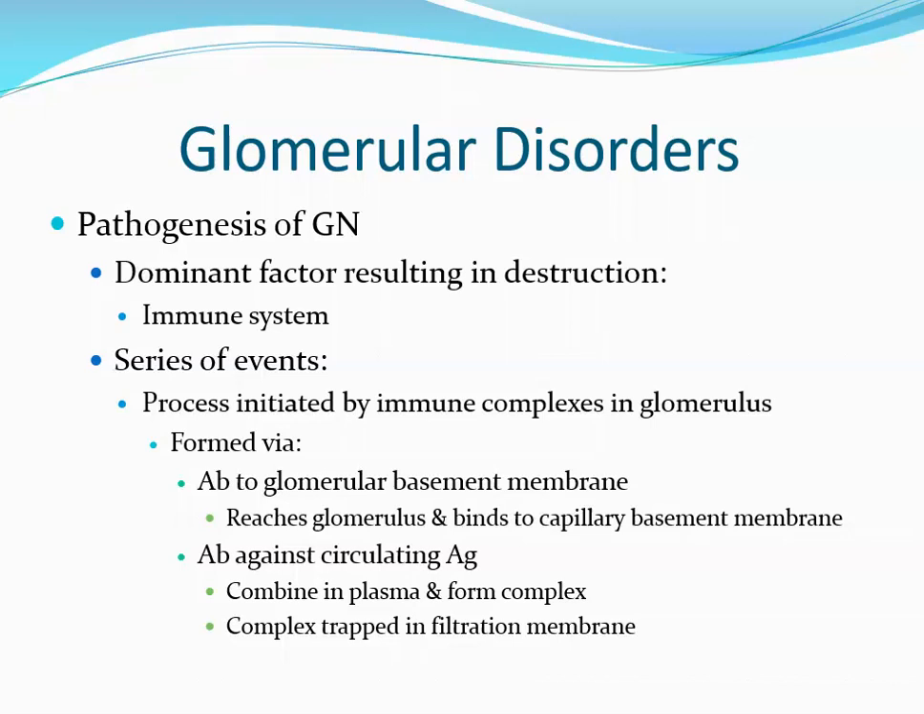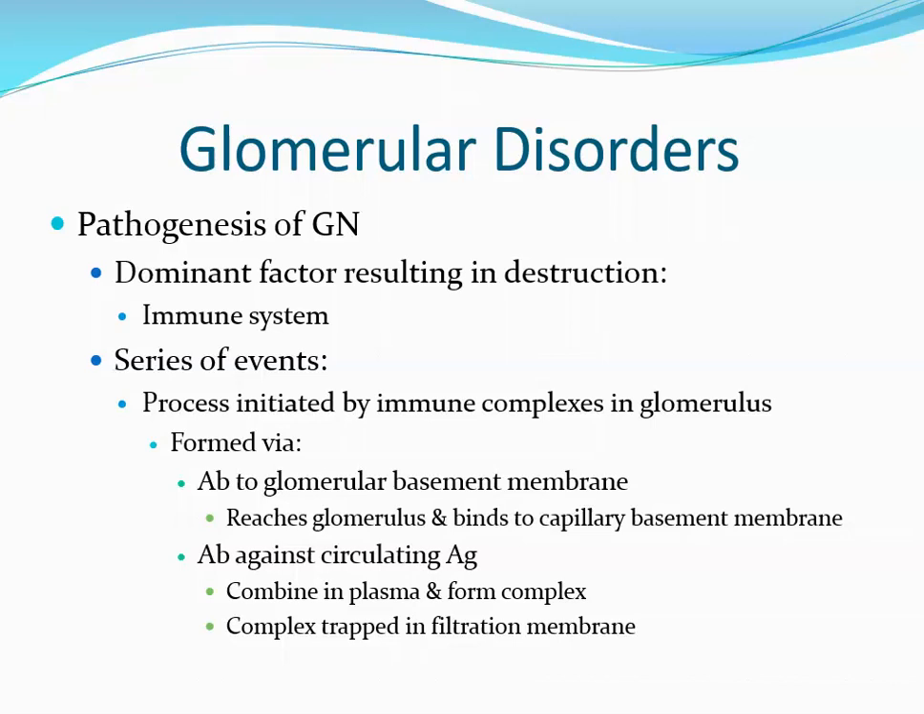The dominant factor that results in the destruction of the glomerulus is actually the immune system. This process is initiated by the presence of immune complexes in the glomerulus. These immune complexes can form via two possible ways. One is antibodies are made to the glomerular basement membrane. They reach the glomerulus and bind to the capillary basement membrane. The other way are via antibodies against a circulating antigen. They combine in the plasma and form a complex.